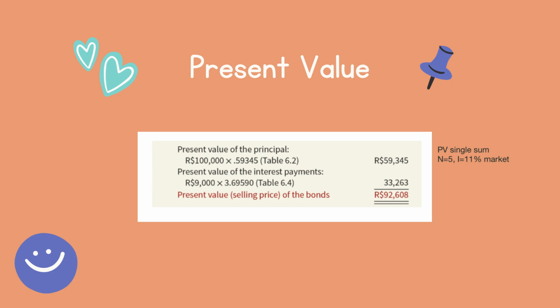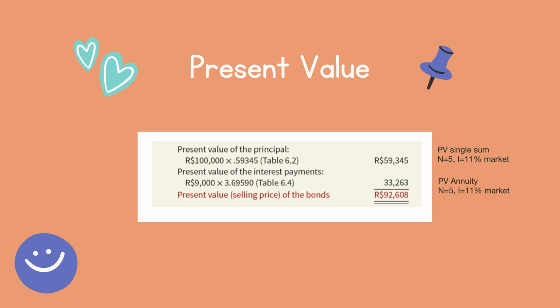So I'm gonna go to the present value annuity table. So when I pay the same amount more than once, we go to the annuity table. When N is 5, I is 11% market rate. Okay, so the factor is 3.69590. We're gonna multiply it with the 9,000. We're gonna get 33,263. We're gonna add it to the 59,345. We're gonna get 92,608.